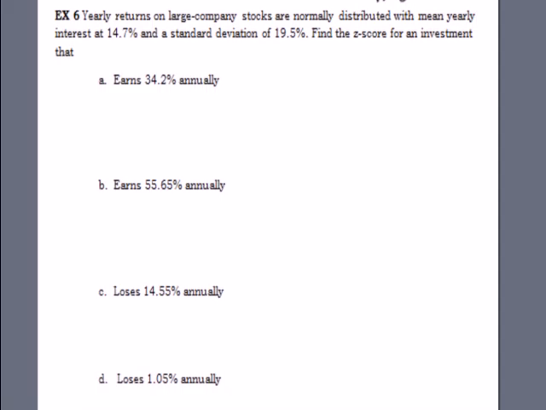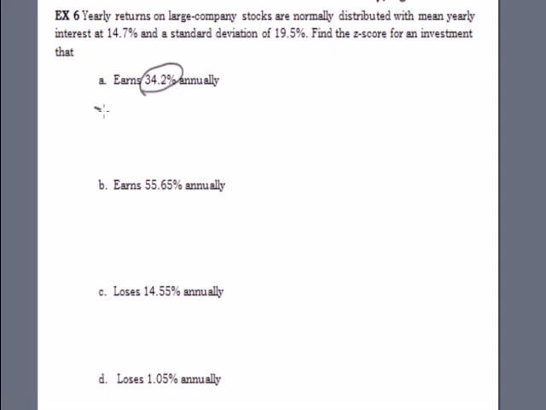In example 6, we're told that yearly returns on large company stocks, at least for the purposes of this exercise, are normally distributed with mean yearly return of 14.7%, and a standard deviation of 19.5%. We're asked to find the z-score for an investment that earns 34.2% annually. Well, here we're told the data item, and we're asked to find the z-score.